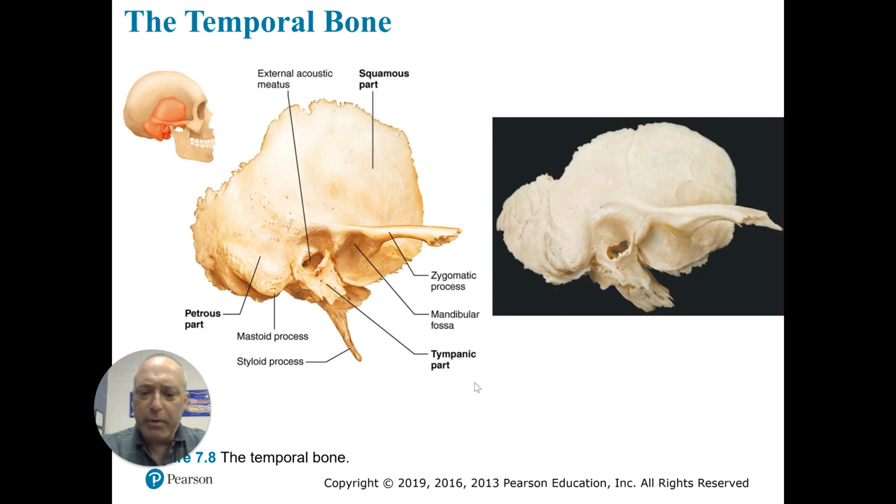Okay, so the temporal bone has a number of processes. There's the zygomatic process, which makes up part of the cheekbone, and a mandibular fossa, where the mandible seats, the external acoustic meatus, where the ear contents exit. There's also a styloid process, as well as a mastoid process.